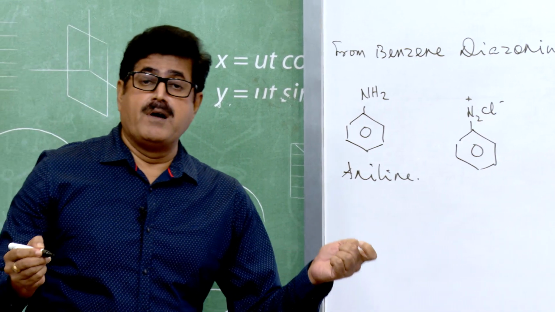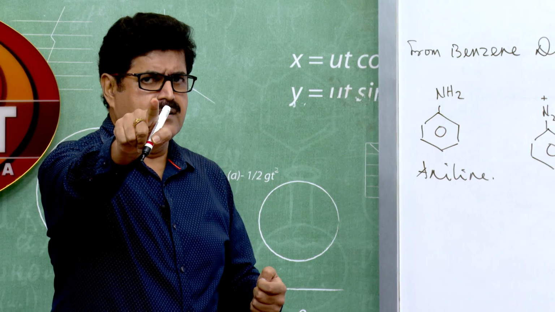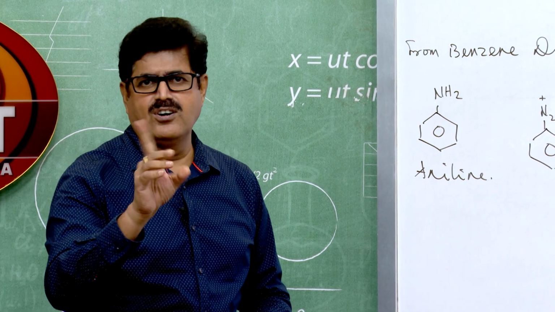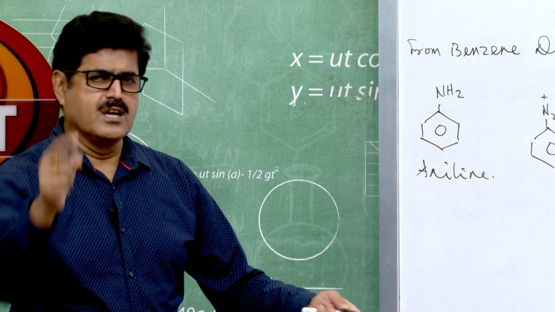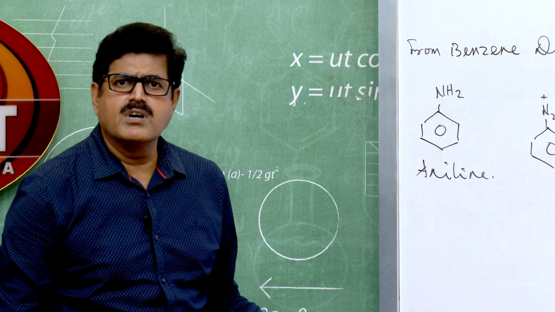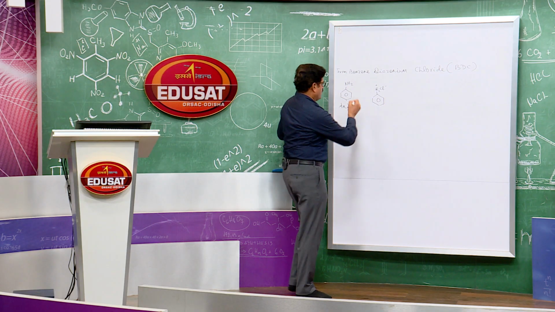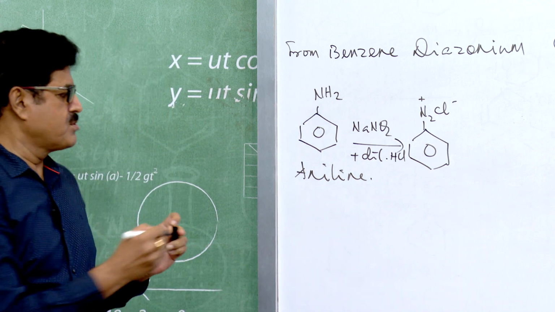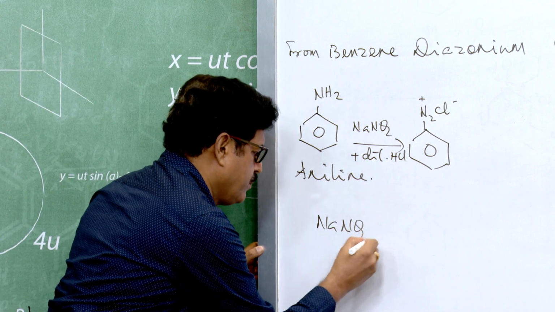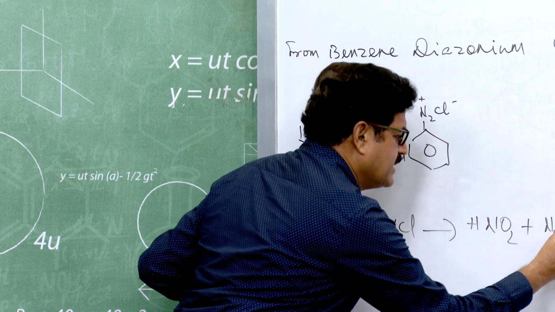So, how to get BDC from aniline? Aniline is treated with nitrous acid. I repeat, nitrous acid. But is it available in the laboratory? No, because nitrous acid is unstable, not available in the laboratory. So, how to get nitrous acid? Nitrous acid is prepared in situ. What is in situ? In solution. So, nitrous acid is prepared in solution from a mixture of NaNO2 and dilute HCl. NaNO2 plus HCl gives HNO2 and NaCl.